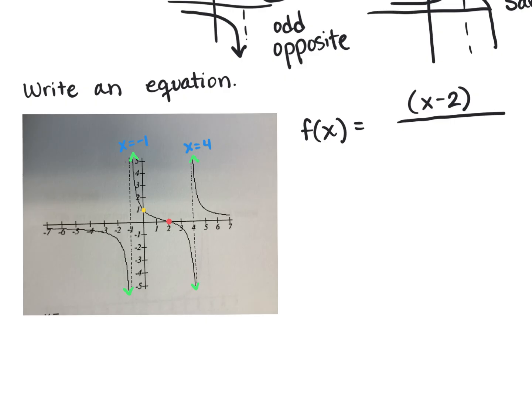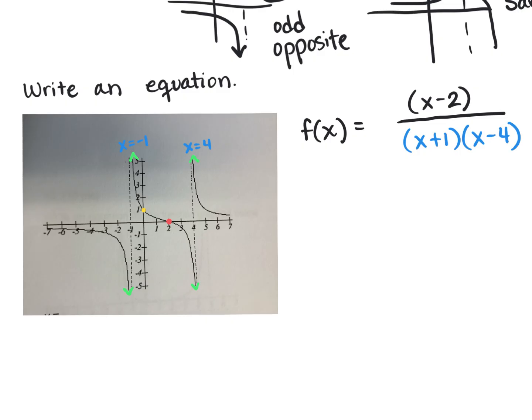Next thing I'm going to do is with the blue, we have x equals 4 and we have x equals -1. That means that I have x plus 1 and they go in opposite directions. So again, I'm going to have an odd multiplicity. And then if x equals 4 is also a vertical asymptote, then I'm going to have x minus 4 is also a factor in my denominator. And again, they go in opposite directions.